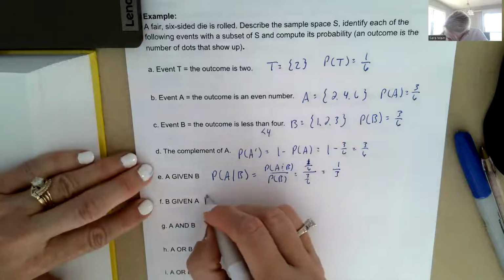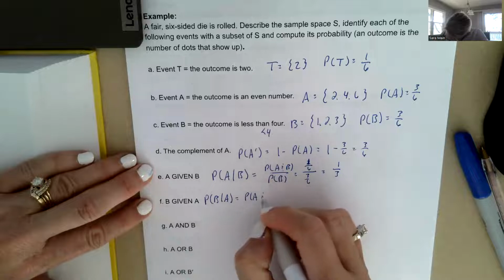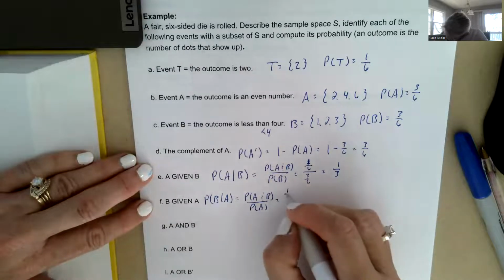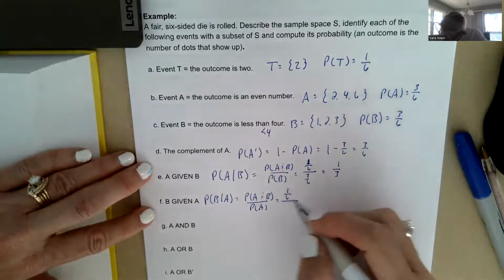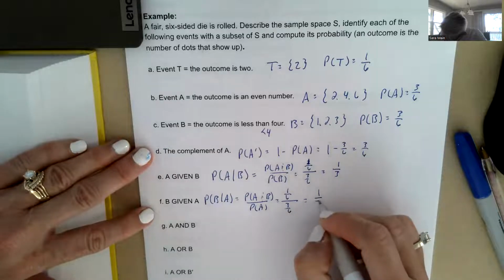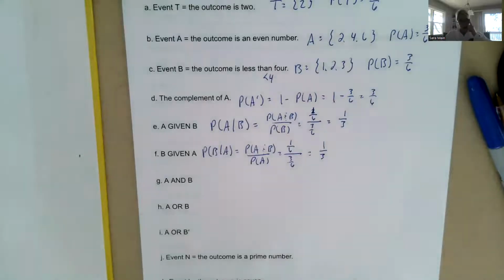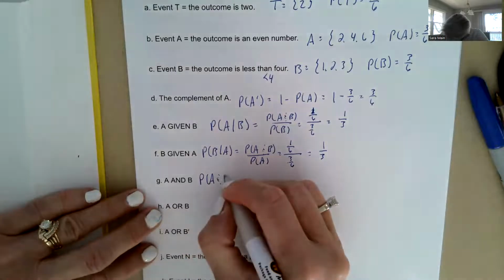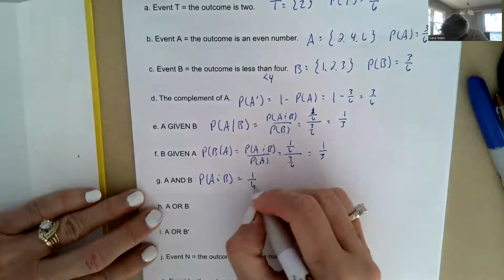And the probability of B given A is the probability of A and B divided by the probability of A this time. So 1/6 is where they're in both, and the probability of A is also 3 out of 6. So it's also 1/3. So these do happen to be the same. The probability of A and B, which we said was 1/6.